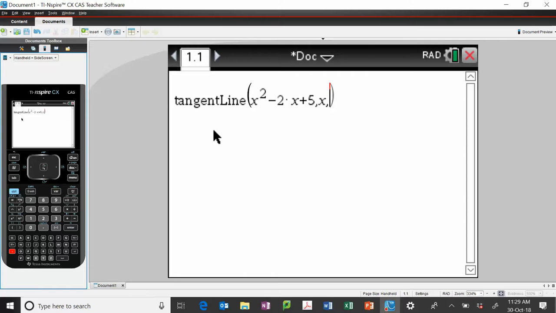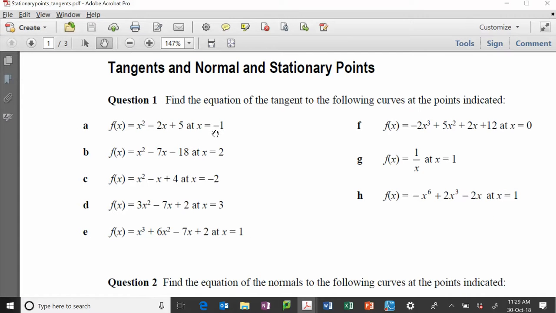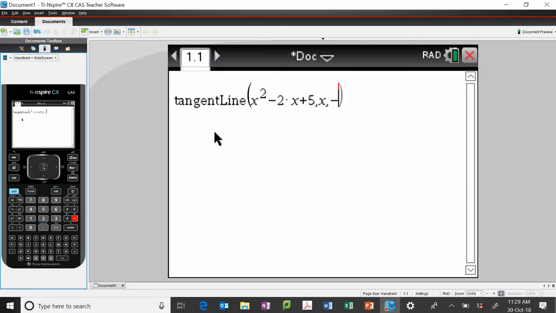Now once you know it's with respect to x, what they want to know next is where. If we're differentiating with x, then where are we differentiating at? What gradient am I looking at? Back to your question, it said when x equals negative 1. So at negative 1, that's what you type in. If I summarize, it's saying find the tangent line to this curve, differentiated with respect to x, when x is negative 1.